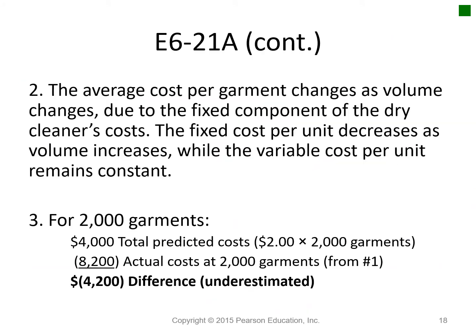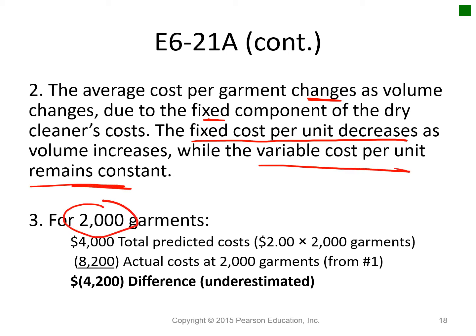And of course, I just explained this again, the average cost per garment is changing because you have fixed and variable components in there. And the big thing, go back and review it, the fixed cost per unit decreased while the variable cost per unit did not change, it remained constant. So again, if you use 2,000 garments as your production, this $2, remember that's at the 5,000 volume capacity. If you use that times 2,000 garments, your predicted cost would be $4,000 versus actual cost would be about $8,200. You're going to be grossly underestimated if you don't understand cost behavior.